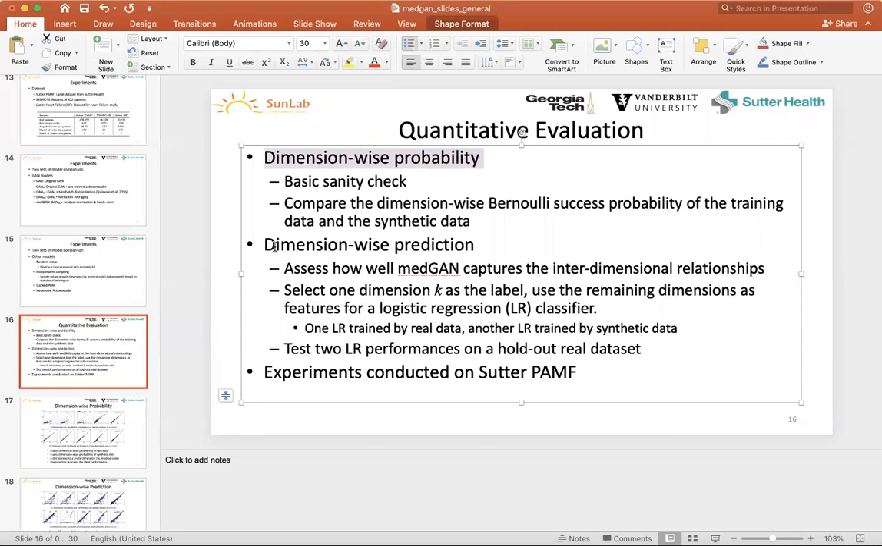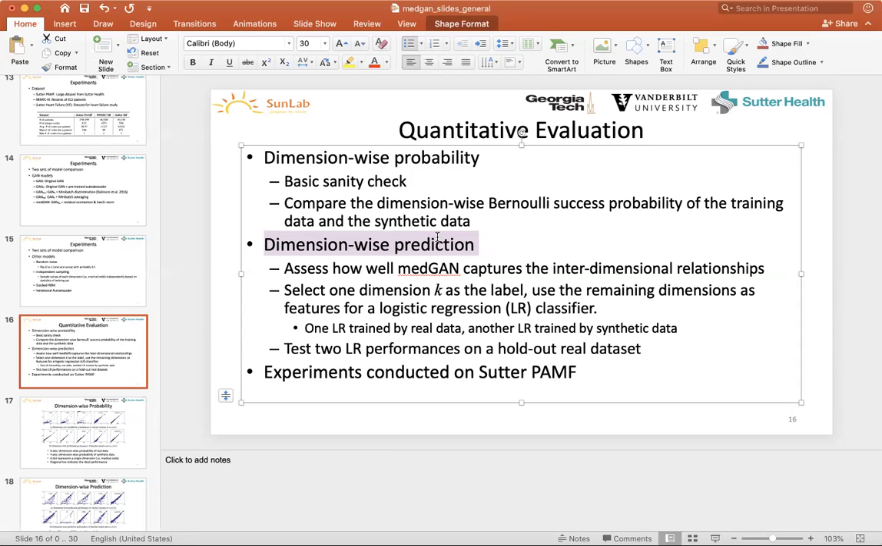All right, so that's the first evaluation technique, and the second is dimension-wise prediction. This is more advanced, more difficult. This is what is called train with synthetic and test with real. So you've generated a set of fake samples and you have a set of real samples. In the real samples, you split into training and test samples, maybe 80-20, or 90-10. You just leave something off as a test sample, and then you train your classifier.